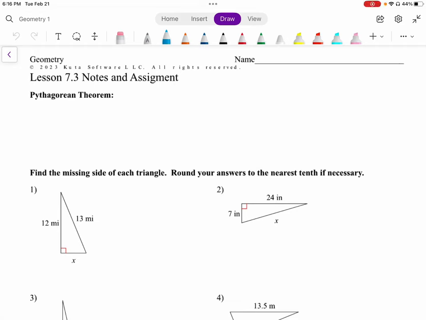In lesson 7.3, we learned about the Pythagorean theorem and some of the applications of it. First, we just want to state what the Pythagorean theorem is. It states that in a right triangle, the sum, so we're adding things, of the squares, so squaring some things, of what are we squaring? The legs, equals the square of the hypotenuse.